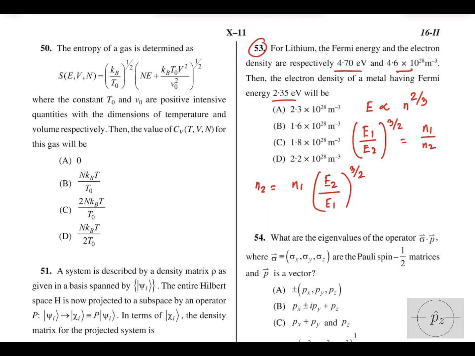Now we put the values of these quantities. N1 is 4.6 times 10 to the power 28, E2 is 2.35 electron volt, E1 is 4.70 electron volt, and we find the value of N2 to be around 1.5 times 10 to the power 28 per meter cube. So this is close to the option given in B. So option B would be the correct answer.